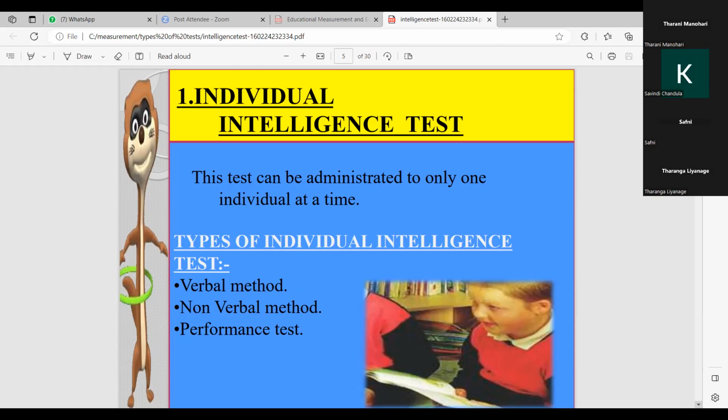Then there can be non-verbal methods where we ask them to do certain things. Or in some cases, you may have just symbols on the paper. Right? There's nothing they have to read. All symbols and pictures. We give the test through them.